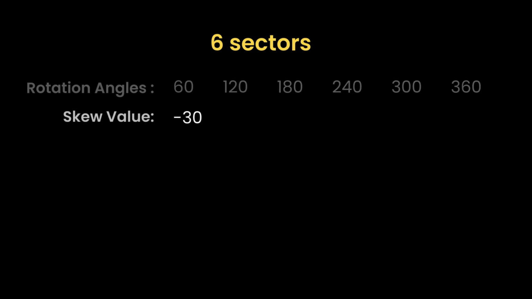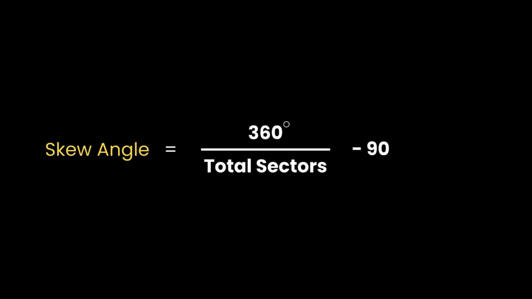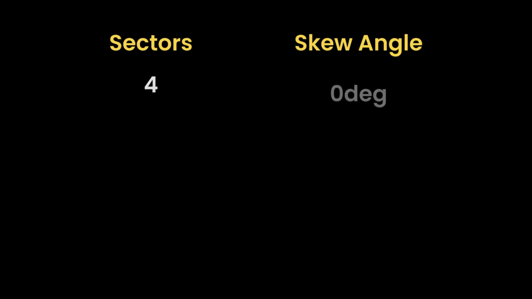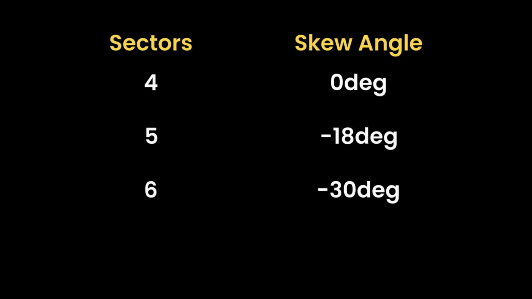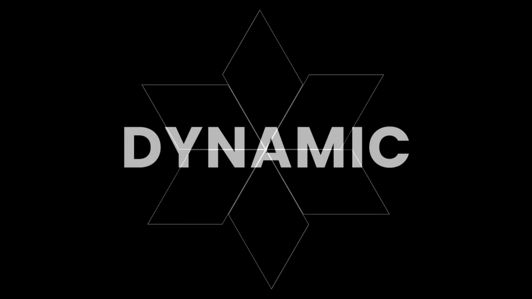After a little more brainstorming, I found out the skew value is 360 divided by total sectors, minus 90. For 4 it's 0, for 5 it's minus 18, for 6 it's minus 30 and so on. Now we will use this logic to make our menu dynamic.